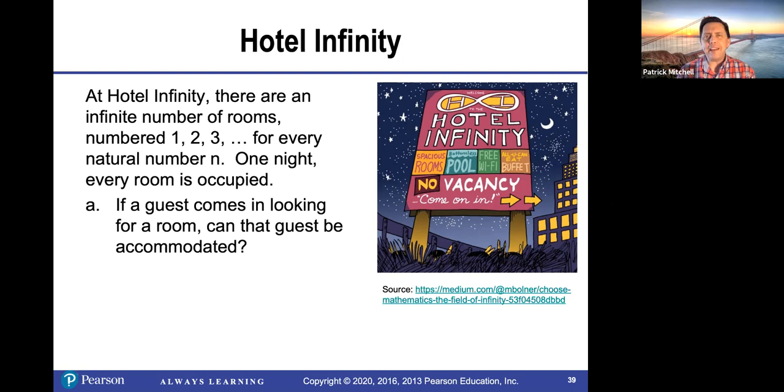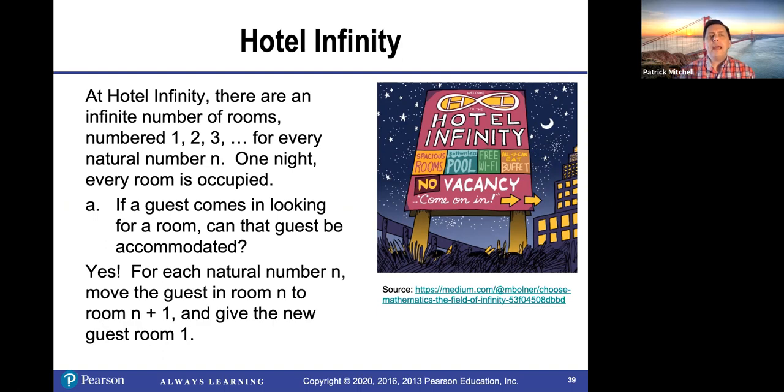Well, that's where it comes in handy that this is Hotel Infinity. Because what you can do is, for each natural number N, move the guest in room N to room N plus 1. So you get on the intercom system and you say, ladies and gentlemen, I'm so sorry for the inconvenience, but can you please move to the room that is 1 room number bigger? If you're in room 1, you move to room 2. If you're in room 2, you move to room 3. If you're in room 29, you move to room 30. And that is going to free up room 1, and then you give the new guest room 1.